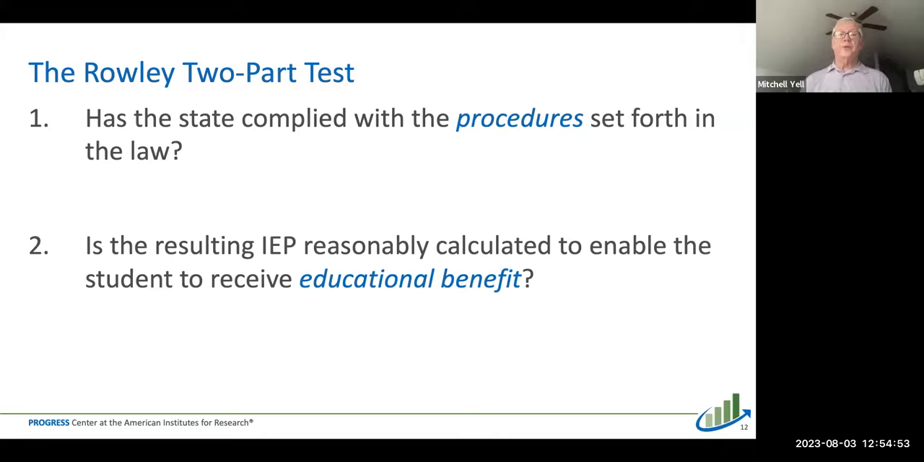Well, when they turned to answering that question, Amy, being a very bright child and having a measured IQ of, I think, 125, was academically able, one of the best students in the class, and was passing from grade to grade. And so they said, well, clearly Amy must have received educational benefit because she was passing from grade to grade. Therefore, we determined that the Henrik Hudson School District met the second part of the test. So because the Henrik Hudson School District met both parts of the test, they prevailed.